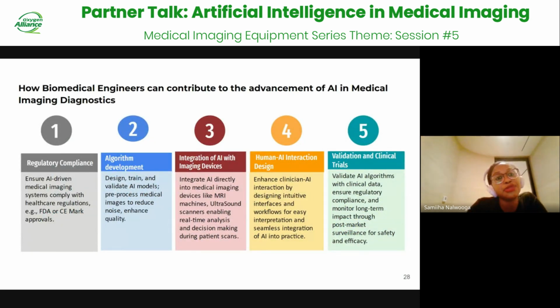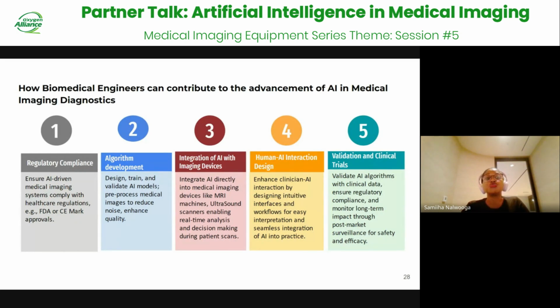So this brings me to this now. I've talked about AI, I've talked about the different branches, I've talked about computer vision, I've talked about what is currently happening, I've talked about the potential of AI in the healthcare field. So how can we as biomedical engineers contribute to the advancement of this technology in medical imaging diagnostics?